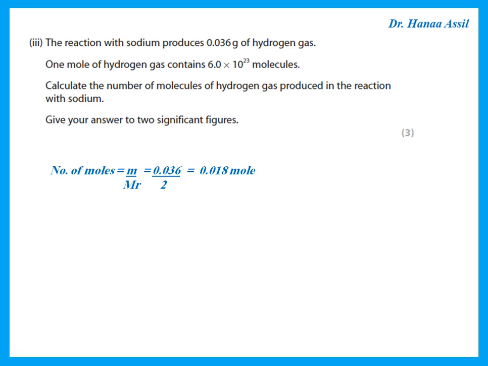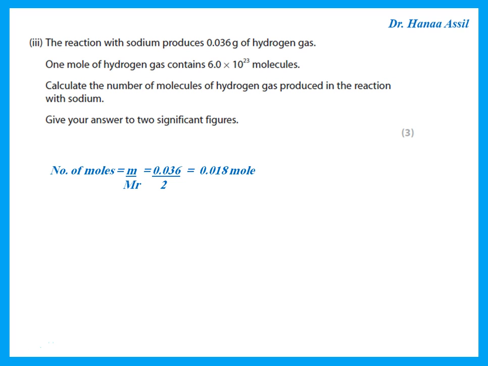Hydrogen gas is H2. It's diatomic. And each hydrogen has a mass of 1. So the Mr for H2 is 2. Number of moles is the mass over the molecular mass. This gives me the number of moles of hydrogen.